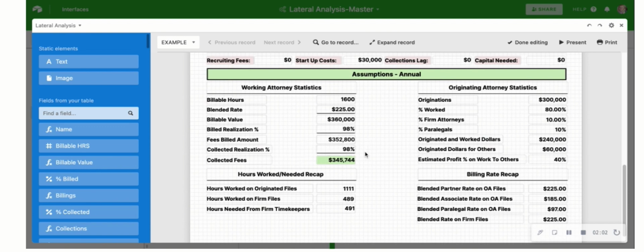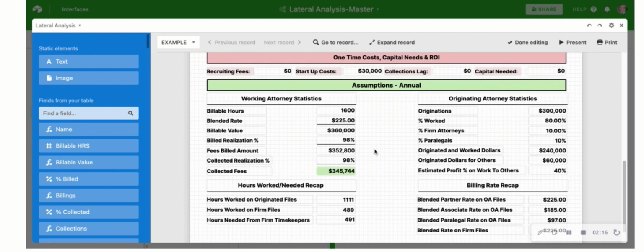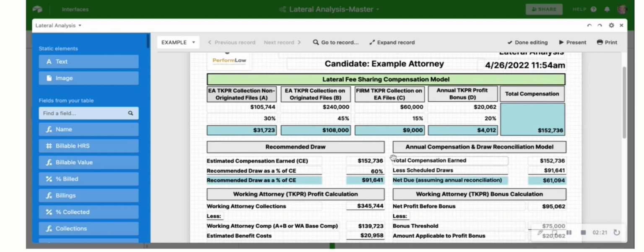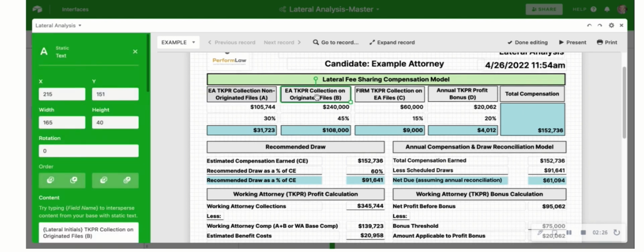So then there's their collected realization, which is just out of how much they bill, how much do they actually collect? And then with all of that information, we estimate their total collected fees. It's a model of the actual revenue for that attorney. We use that information up here, and these four areas are for a formulaic compensation. If you do just want to give them a base salary, that's something that you'll see over here, and then all of these numbers would just be zero.